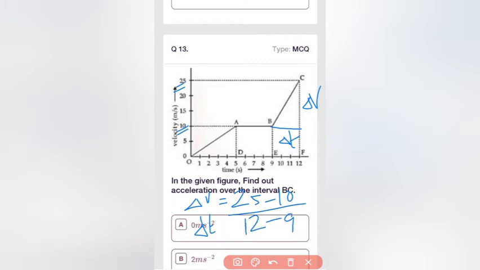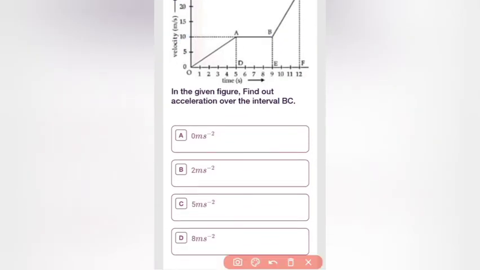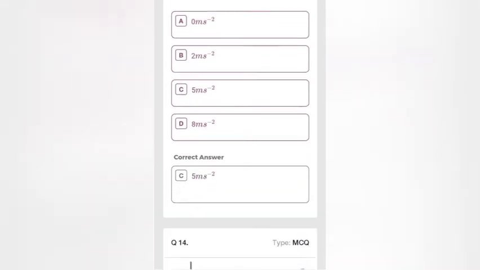Clear? So if you find, it is 15 by 3. It is 5 meter per second square. Option C is the correct answer. 15 by 3, which is 5 meter per second square.